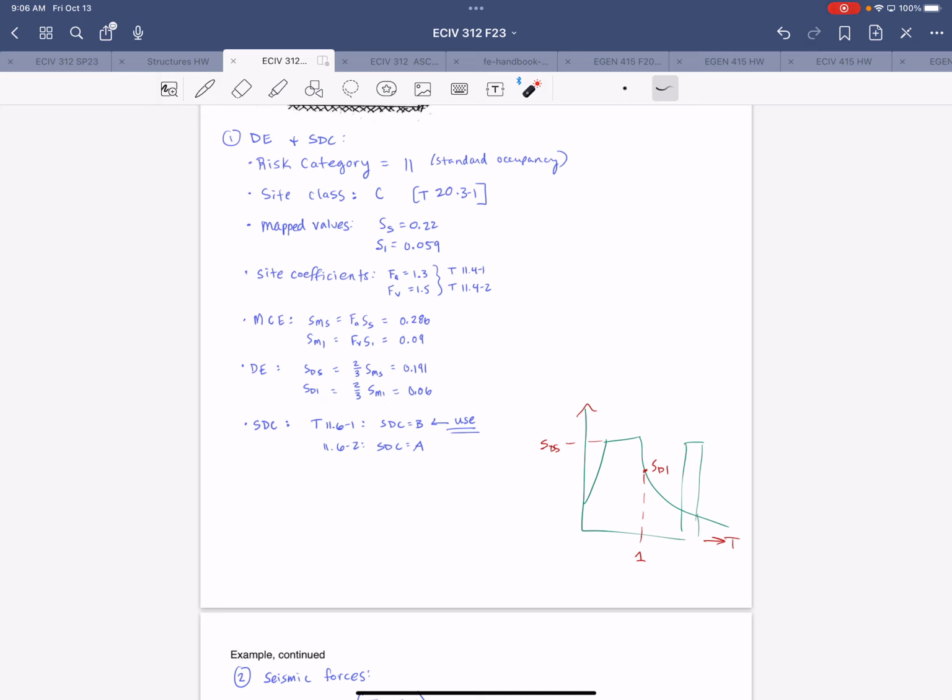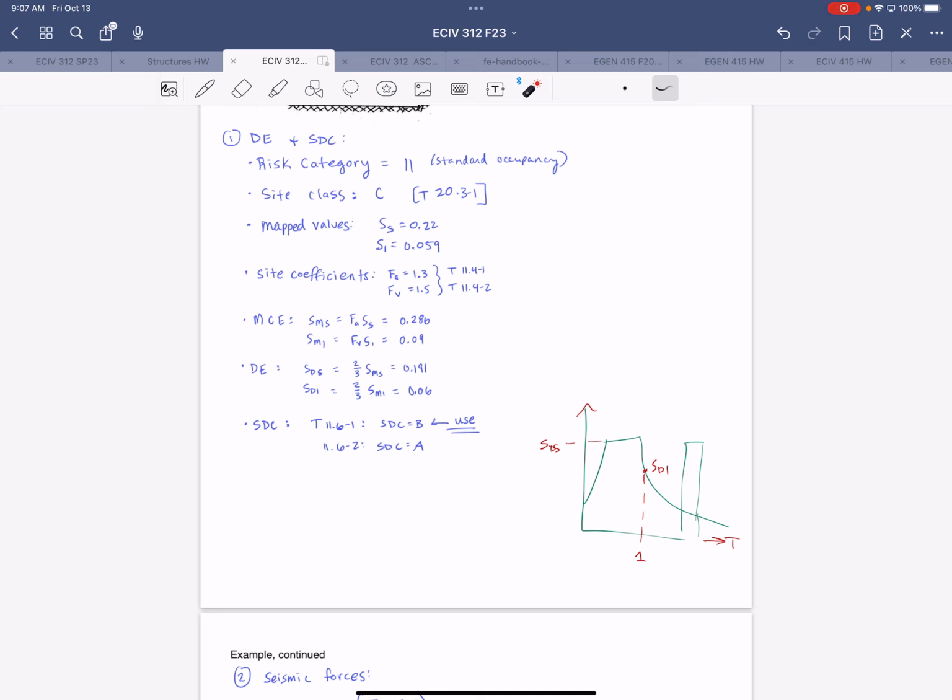Now the way that these earthquakes are actually determined, because remember, we pull those values from the map and then we adjust it based on the soil at the site to get the maximum considered earthquake. And then we take 2/3 of that to get the design earthquake. So really it's coming from those mapped values. So what do those represent? Those mapped values represent a response of the building to ground motion that's expected at the site.